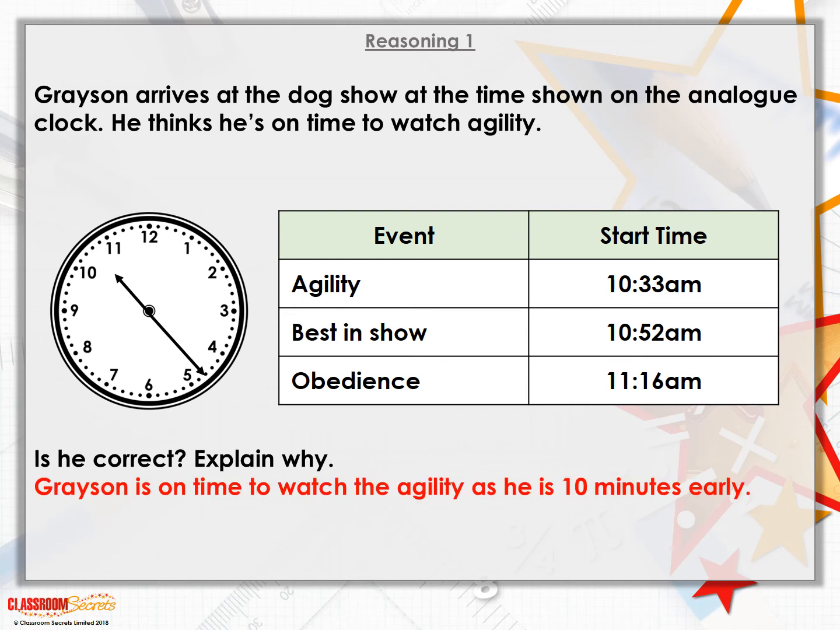So well done if you said that Grayson is on time to watch Agility as he's 10 minutes early, because the analog clock shows 10:23 AM. Very well done if you found that correct answer.